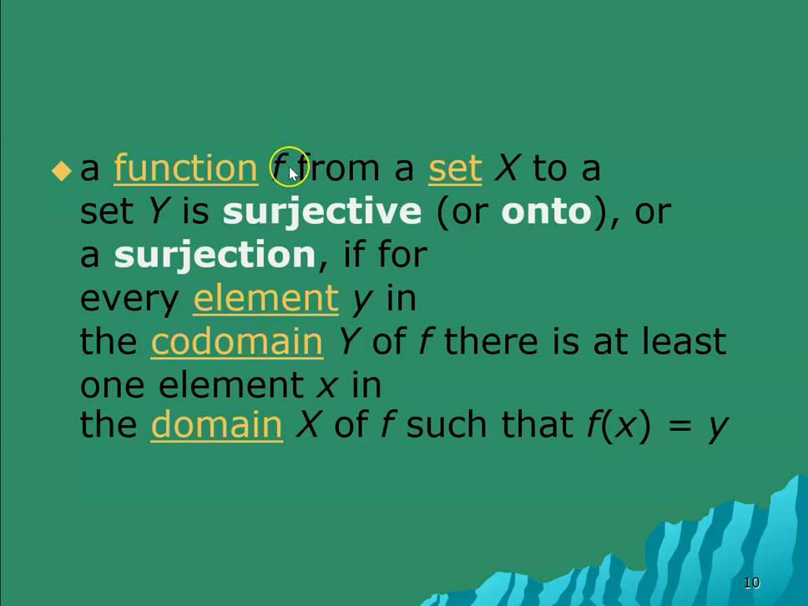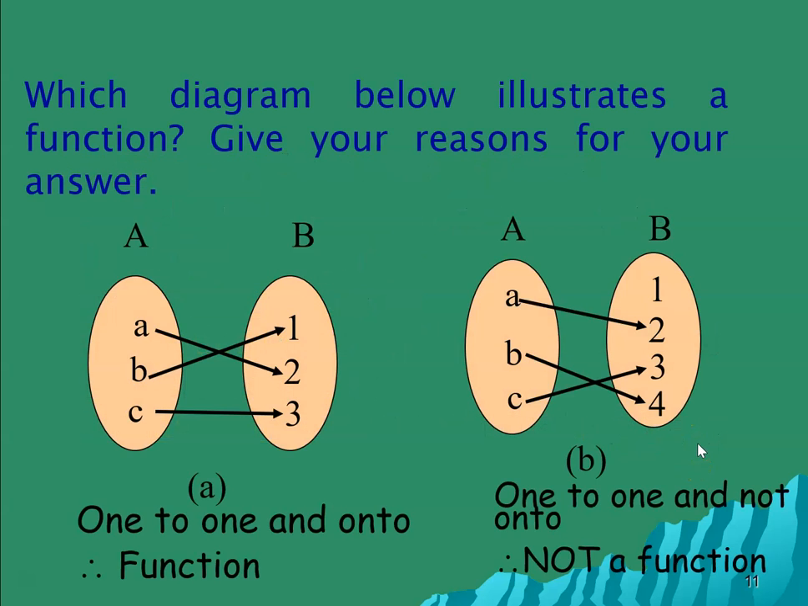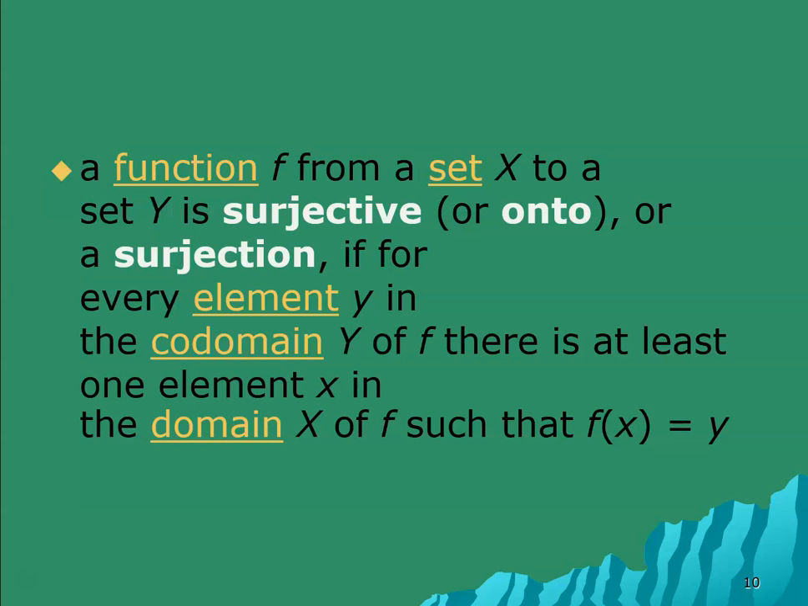So a function f from a set x to a set y is surjective or onto, or a surjection, if for every element y in the codomain y there is at least one element x in the domain x of f such that f(x) equals y. So I think this is a little bit wordy, but don't worry, you will see what it means by all this sentence.